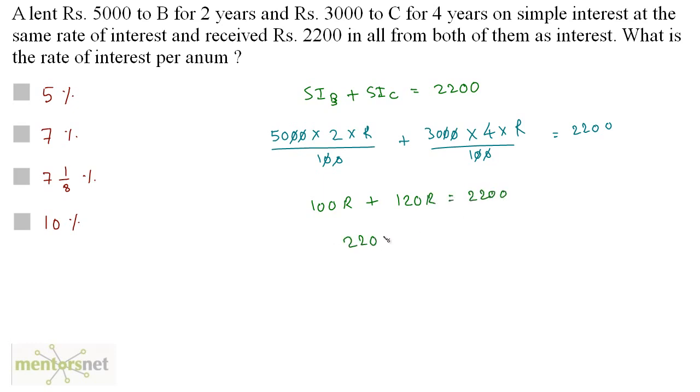So 220R is equal to 2,200. So therefore R is equal to 2,200 by 220, and that's 10. So the rate of interest per annum is 10%, option D.